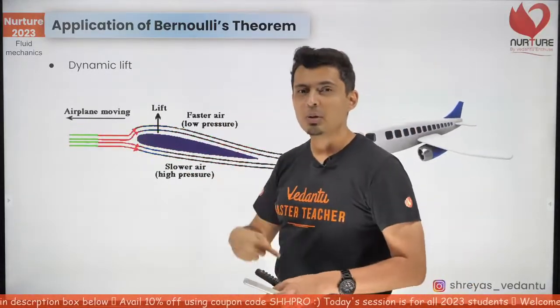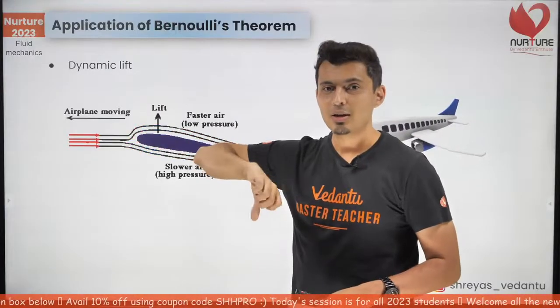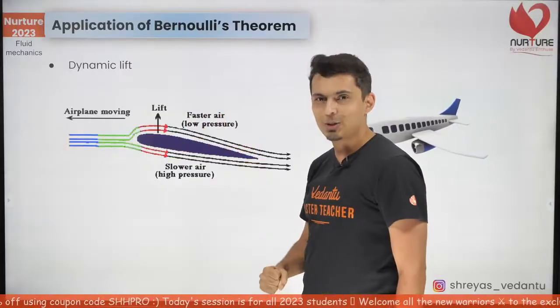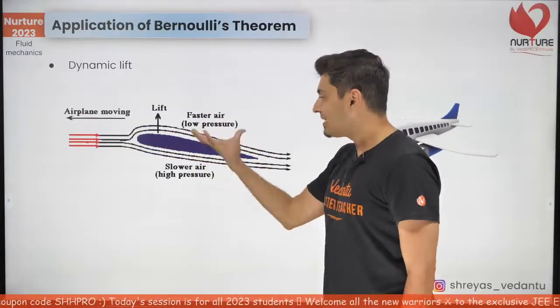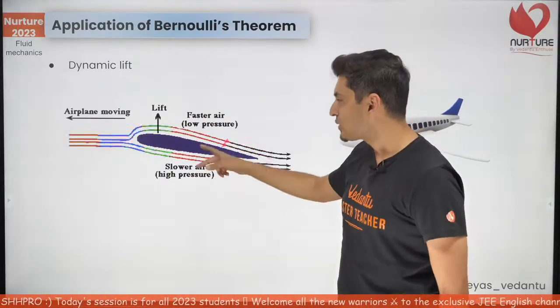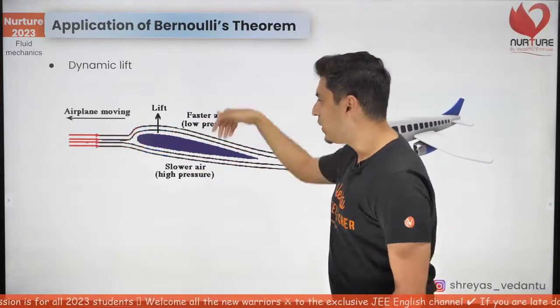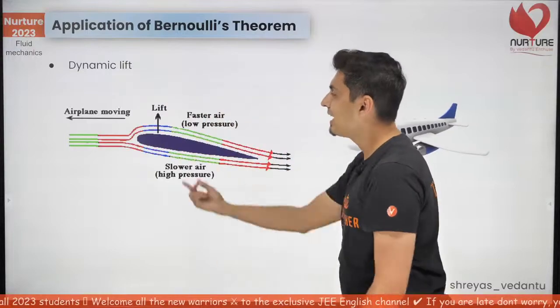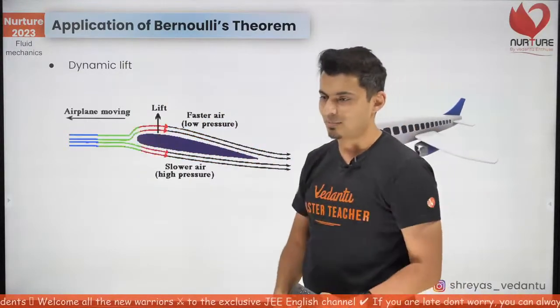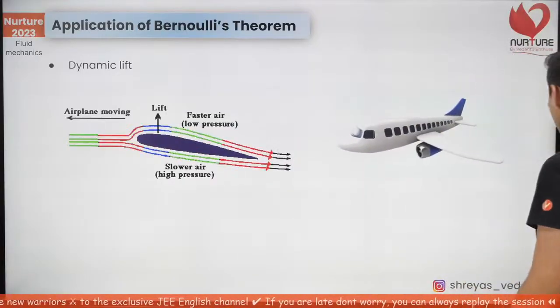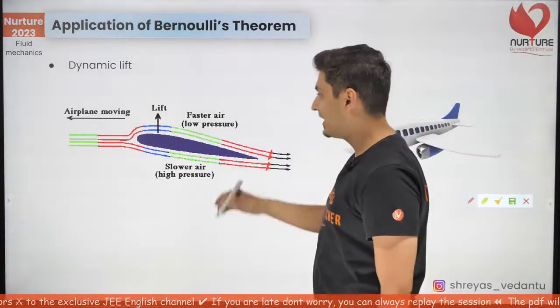What did I just tell you? High speed, low pressure. Low speed, high pressure. So the air which is faster has low pressure on the top, and the air which is slower has high pressure from the bottom. So if there is high pressure from the bottom and low pressure from the top, obviously the higher pressure will create this lift. That's what happens. So this is how it flows, and this is how it flies.